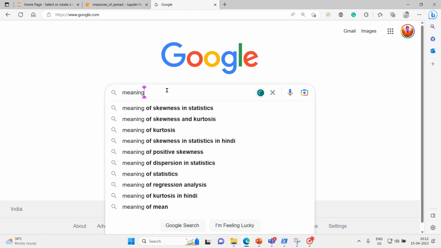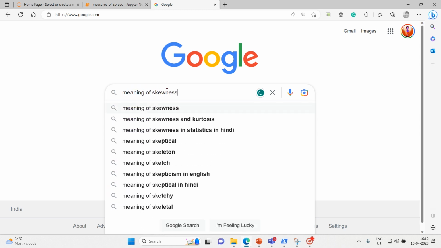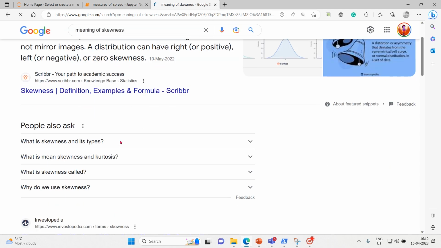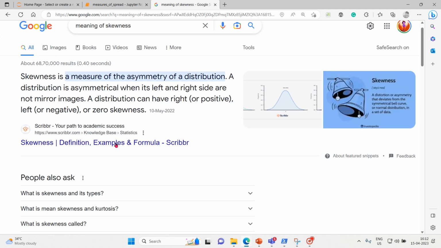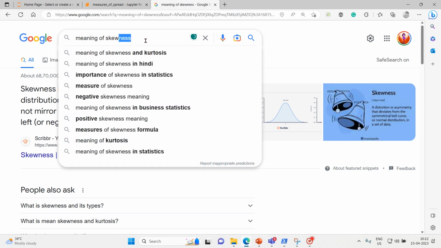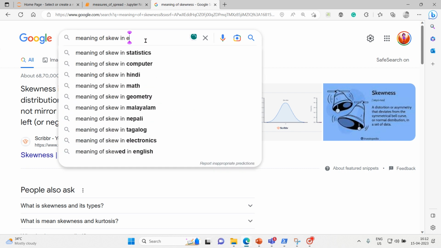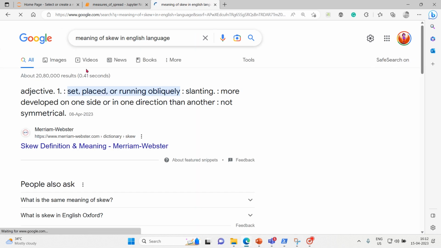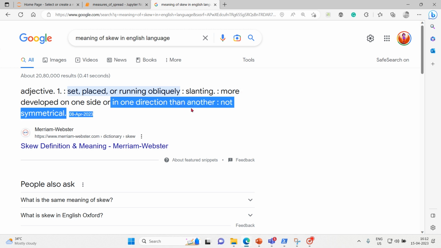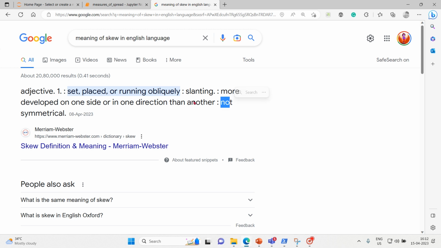Let me type skewness. Skew: set placed or running obliquely, slanting. You see that slanting? Keep this in your mind. More developed on one side or in one direction than another. It's not symmetric. It's not symmetrical. Okay, that's the definition.